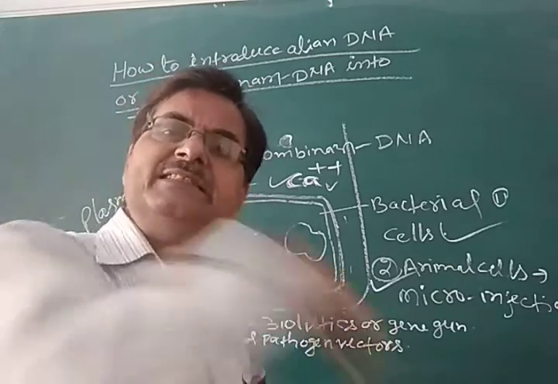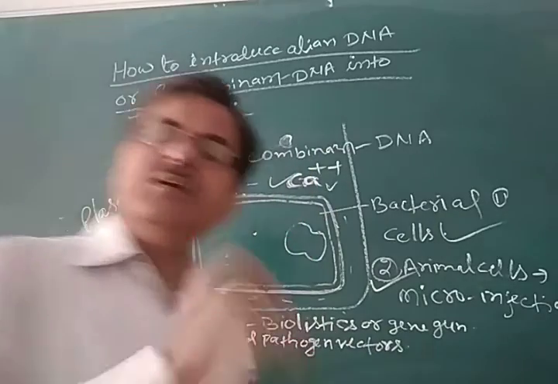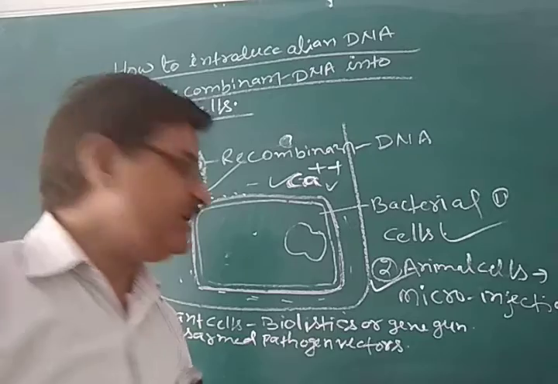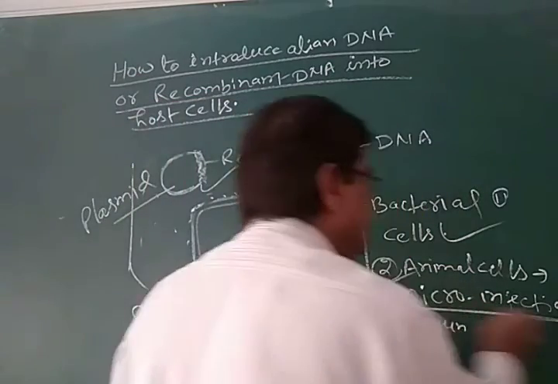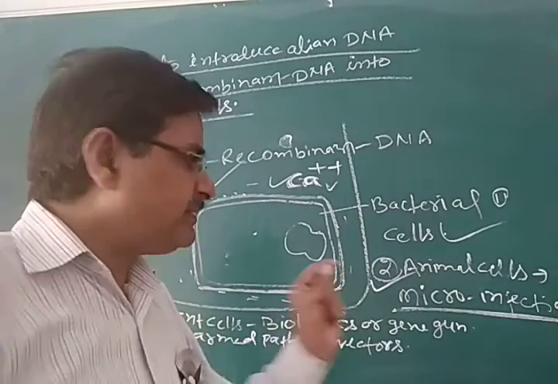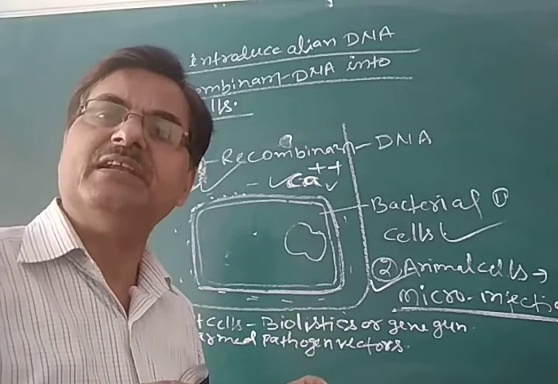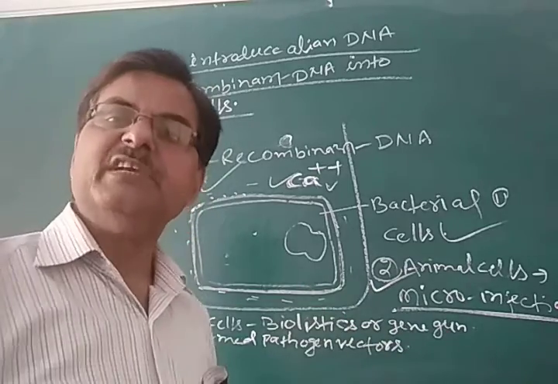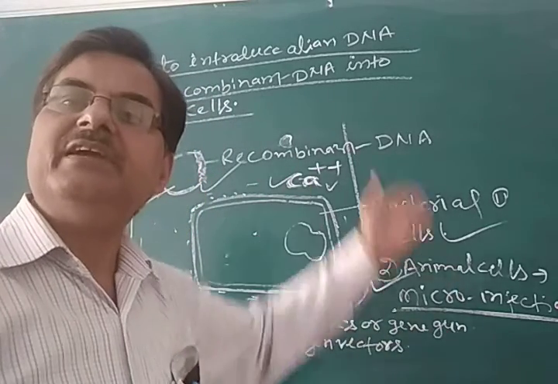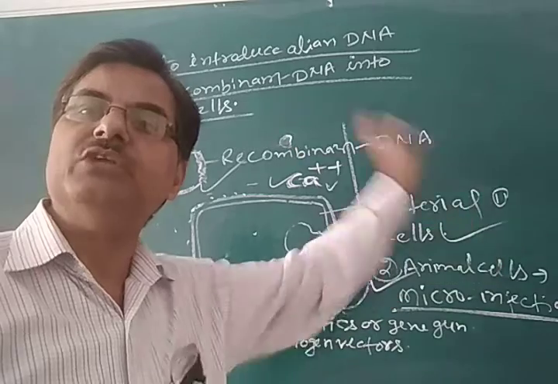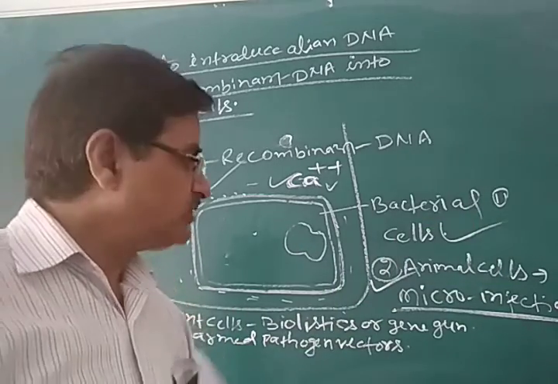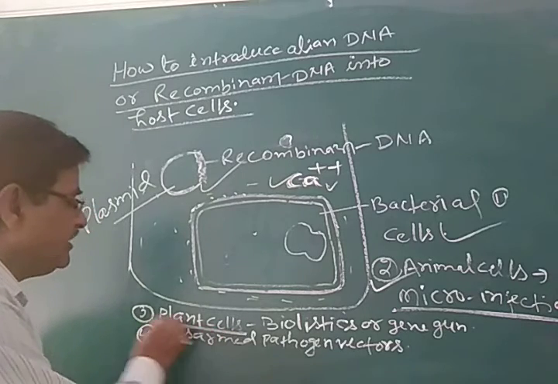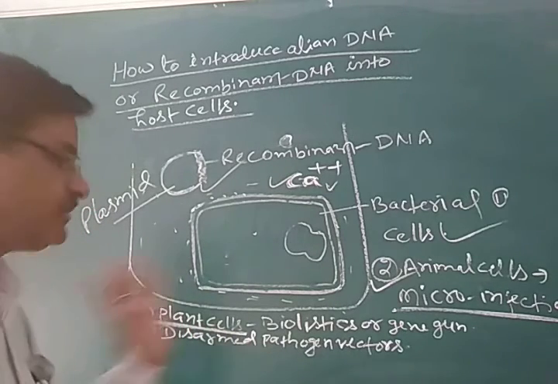We can directly inject the recombinant DNA into the nucleus of the animal cell through micro injection or a micro pipette. Here the micro pipette is used in the micro injection, and through this micro pipette we can directly inject the recombinant DNA or alien piece of DNA into the nucleus of animal cells. So for animal cells we learned. Now we talk about the plant cells, that how to introduce the recombinant DNA into the plant cells.